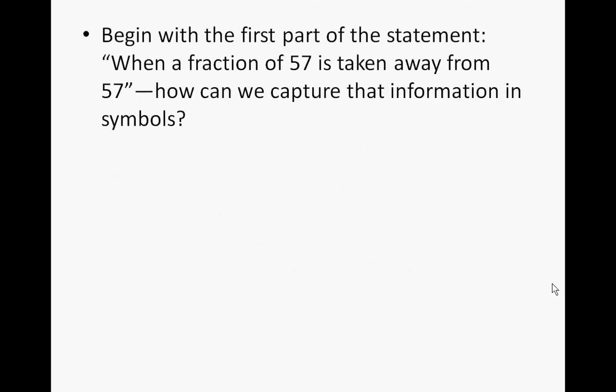All right, so begin with the first part of the statement. When a fraction of 57 is taken away from 57. So how can we capture that information in symbols? And please do not get hung up on the word fraction. It doesn't necessarily mean that we're going to have a fraction. But remember, fraction in this case is part. When a part of 57 is taken away from 57. So it could be a fraction, it might not be a fraction, but in this case we're talking about a part that is less than 57.